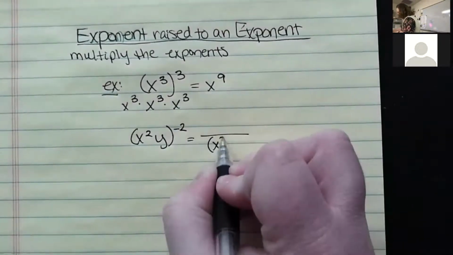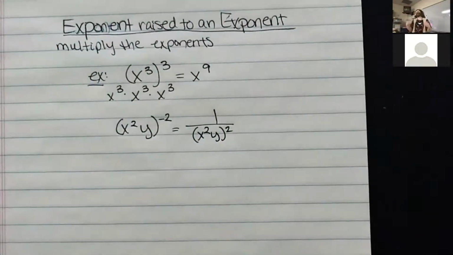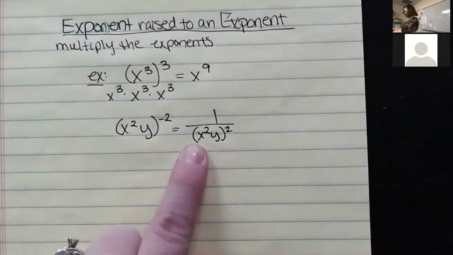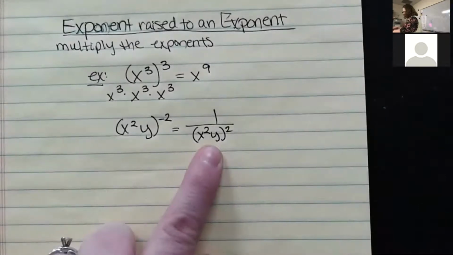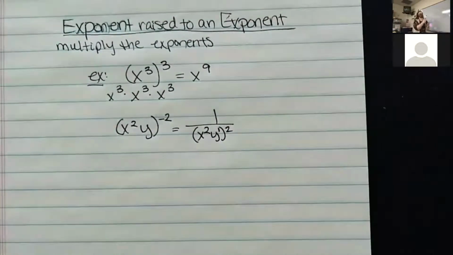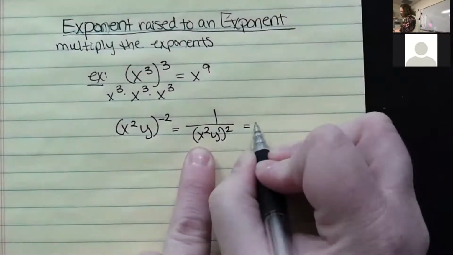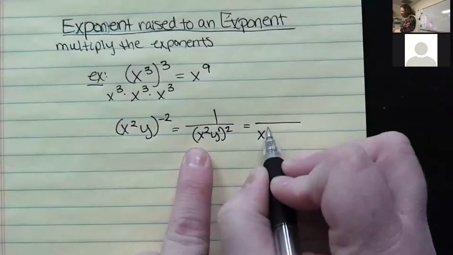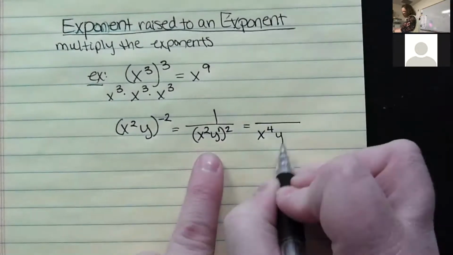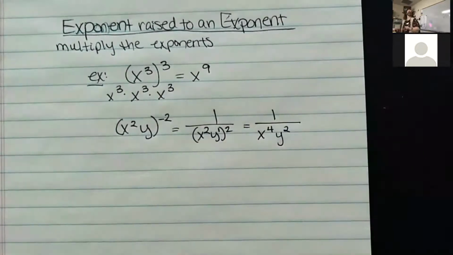So I'm going to put this downstairs. Okay, well, I still haven't actually done the power of the power yet. Still have this 2 on the outside. Well, what exponent does that y have? 1. A little 1. So when we're raising a power to a power, we have to multiply every exponent that's in there. So x to the what do you think is going to be on the bottom? To the 4, because 2 times 2 is 4. And then y to the what? 2. And that still has to stay in the basement.